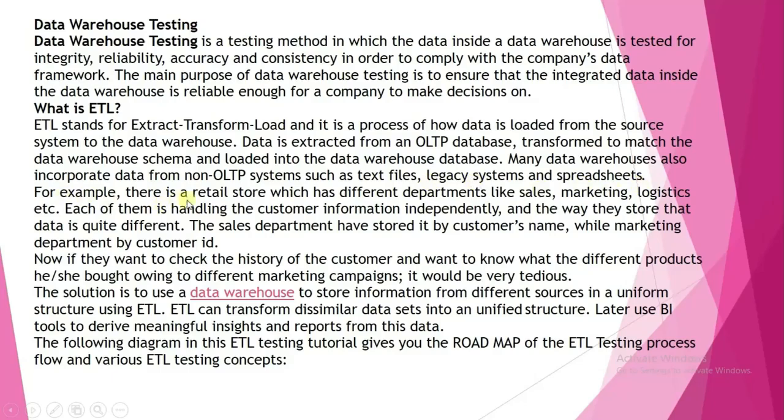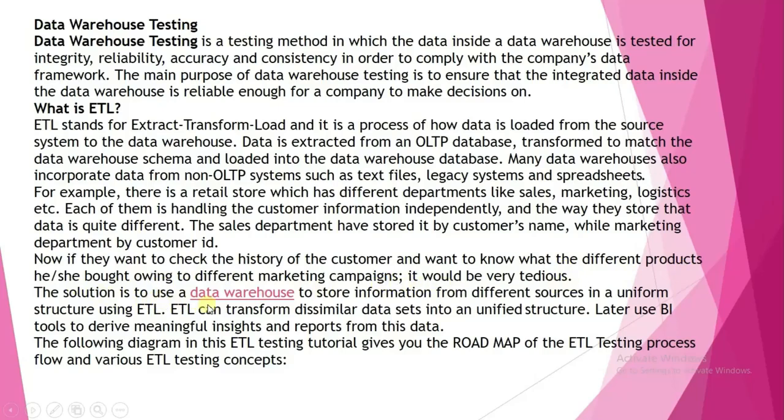For example, there is a retail store which has different departments like sales, marketing, logistics, etc. Each of them handles the customer information independently, and the way they store that data is quite different. The sales department stores it by customer name, while the marketing department uses customer ID. Now, if they want to check the history of a customer and know what different products she bought owing to the different marketing campaigns, it would be very tedious.